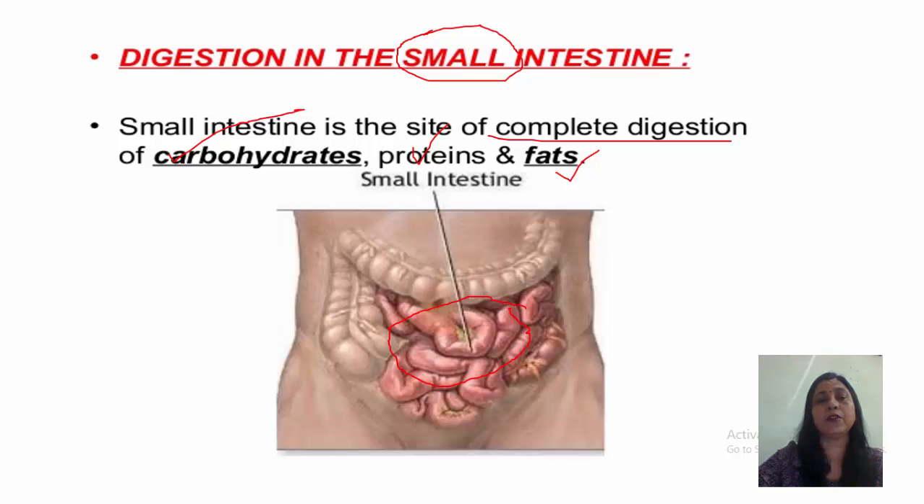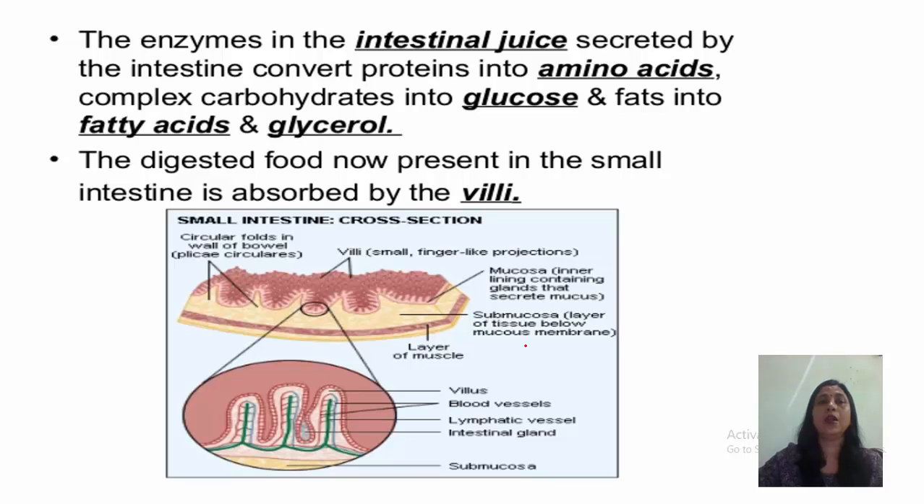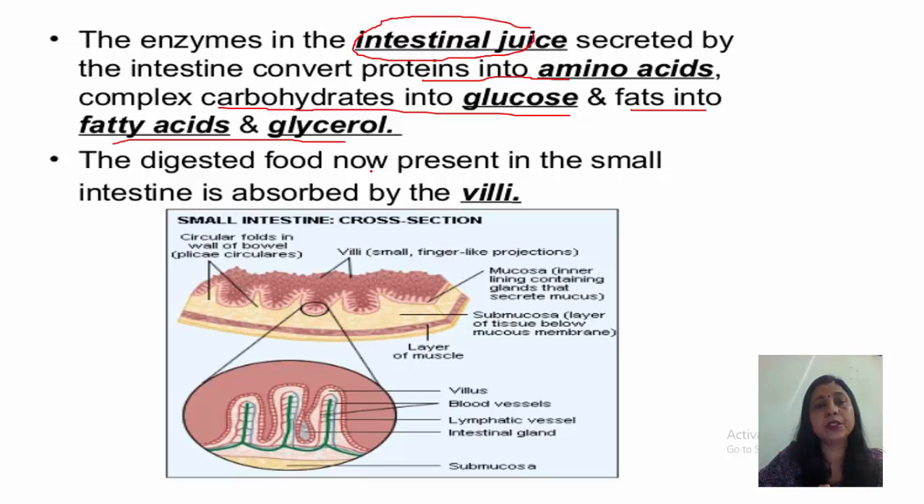Otherwise it is the lengthiest part of the alimentary canal. Now enzymes in the intestinal juice, which is secreted by the small intestine, convert proteins into the final product, that is amino acids, the complex carbohydrates into glucose, and fats into fatty acids and glycerol. Now the digestion is completed in the small intestine, as well as the absorption of this simpler or digested food.